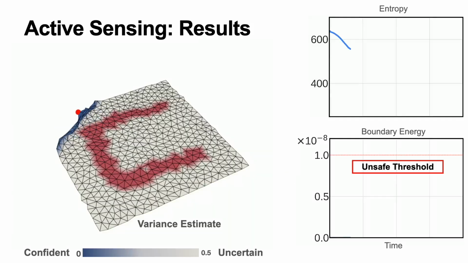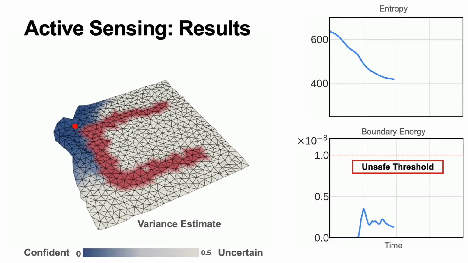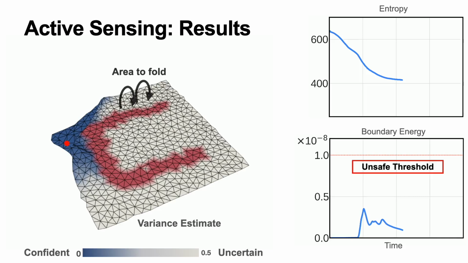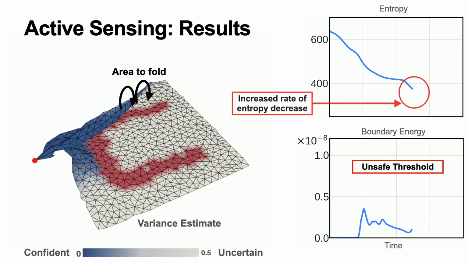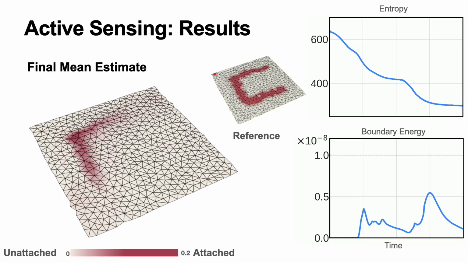The video shows regions of increased confidence in blue, and the graphs show entropy reduction and boundary energy over time. Notice how our method takes actions to intelligently decrease the entropy while keeping the boundary energy below a certain level. The estimated shape uncovered by our active sensing strategy matches the partial ground truth.